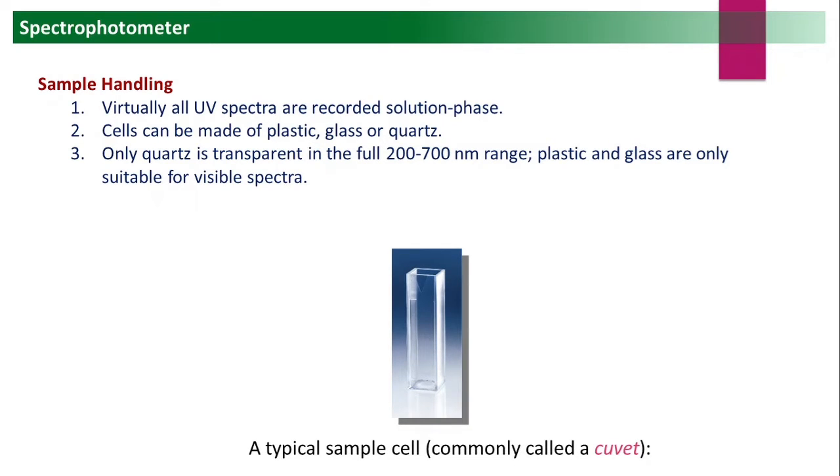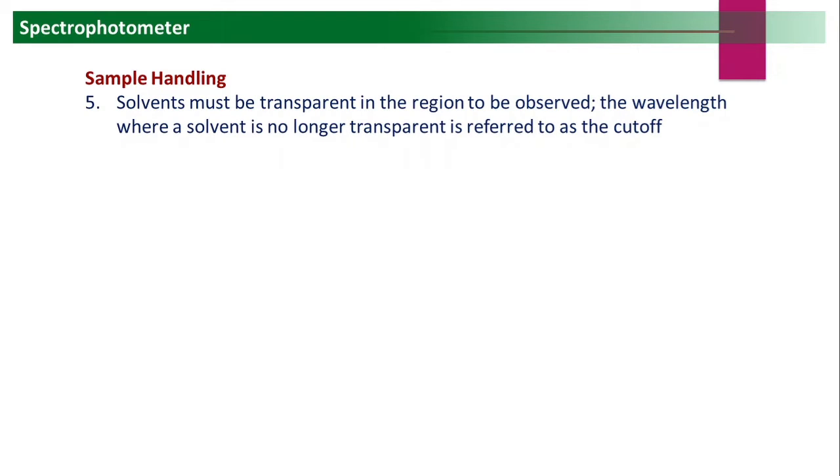This is the shape of a typical cuvette. This is a sample cell, you can call it a cuvette. The inner diameter is around 1 centimeter, and it is made of quartz, fully transparent. It should not absorb any radiation because that interferes with the determination of the spectrum of the particular sample. The solvent must also be transparent. Whatever solvents we use for preparing the solution of a substance or compound, the solvent must be transparent in the region to be observed.